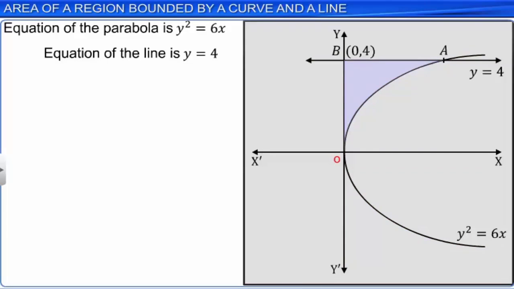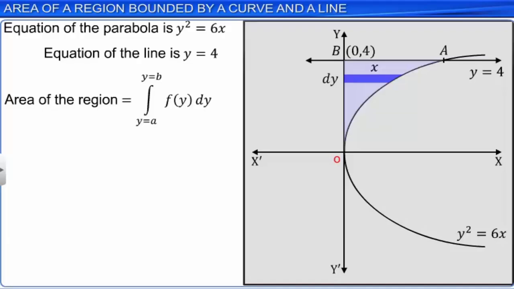Begin by taking a horizontal strip of width dy. This strip will span from x = 0 to y² = 6x and will cover the entire shaded region if we move it horizontally from y = 0 to y = 4. So the area of this region can be calculated by using the formula integral of f(y) dy from y = a to y = b. Here f(y) is the height of the strip.